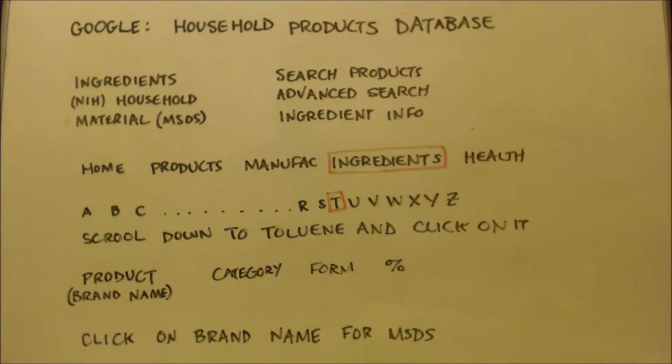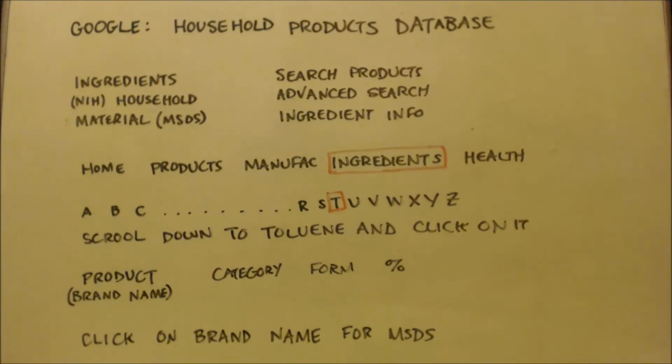They'll show you a list of products and their brand name, and then they'll show you the category, like maybe arts and crafts or automotive or whatever. The form it comes in, like is it liquid, is it aerosol? And the percentage of the toluene in that product. If it says 30%, 20%, 0.1, whatever.